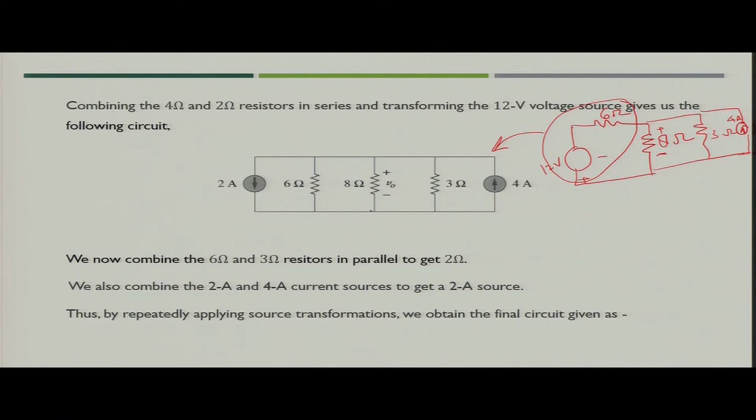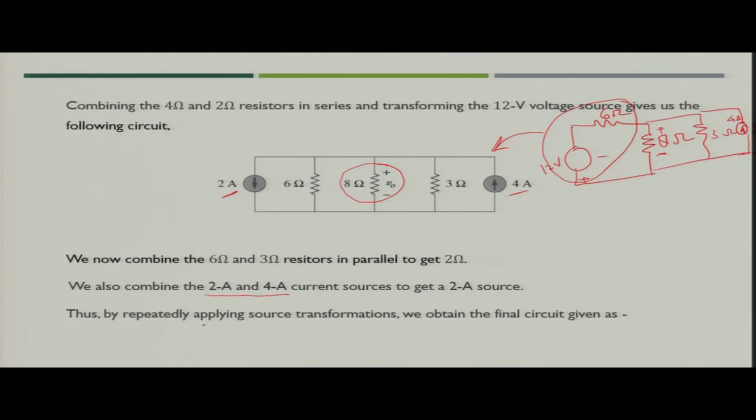If you see this circuit, you can easily see that there are 2 current sources in parallel and 3 resistances in parallel. So, you can club these 2 current sources and these 2 resistances, while you have to leave this resistance intact, because you need to find out the voltage across the 8 ohm resistance. So, what will happen now?